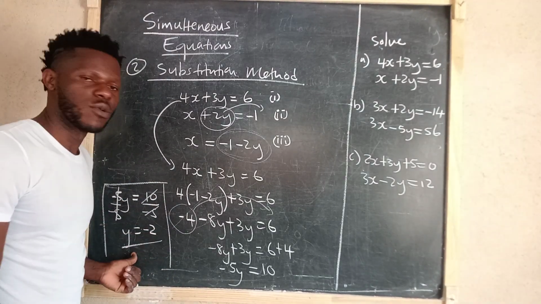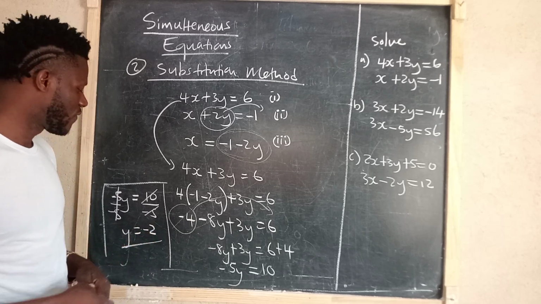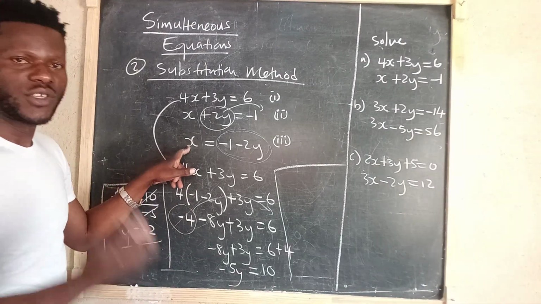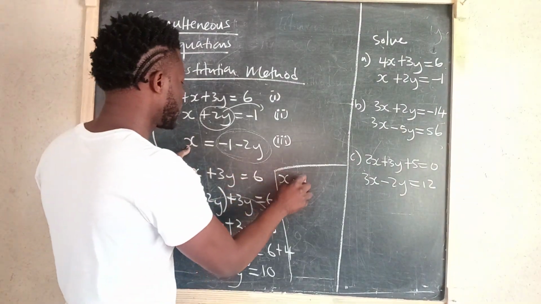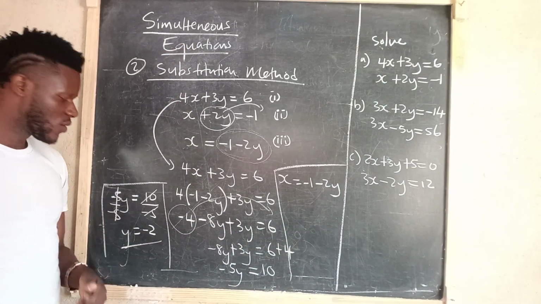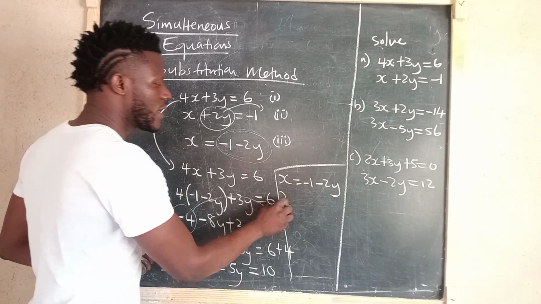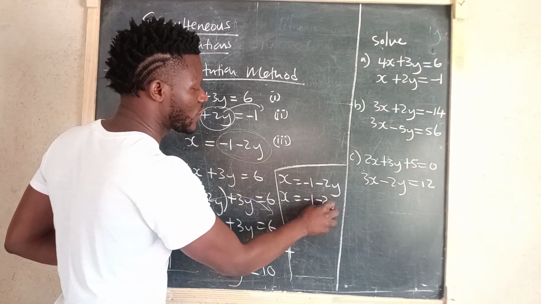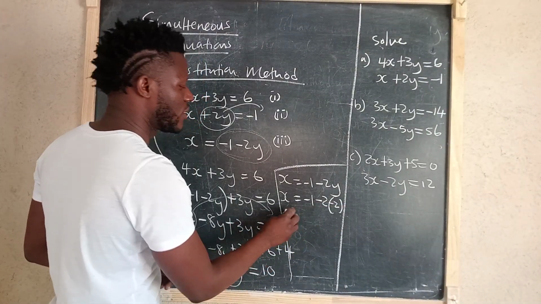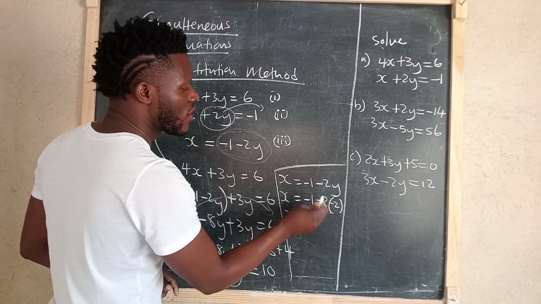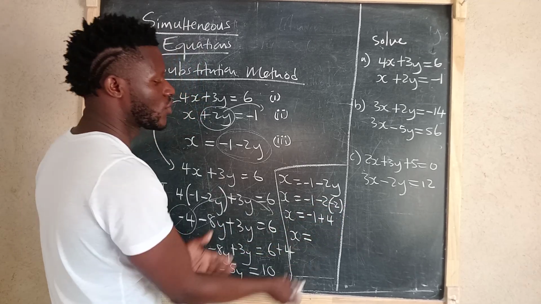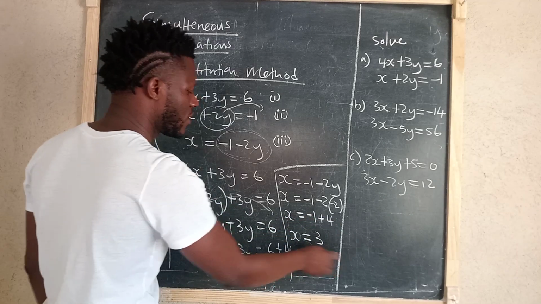Now we know the value of y, and we also need to know the value of x. The last step, the easiest way is you go back to the new equation, equation 3, x equals minus 1 minus 2y, and substitute your latest answer. Since now we know that y is negative 2, x equals minus 1 minus 2 times, in place of y, we replace it by negative 2. And we have x equals minus 1. Minus 2 times minus 2, we get positive 4. So x equals minus 1 plus 4, we get 3.